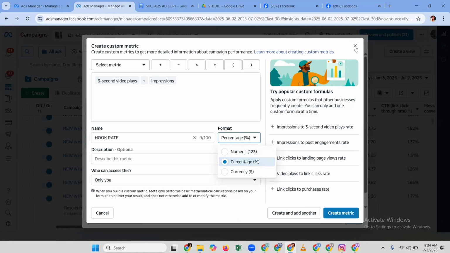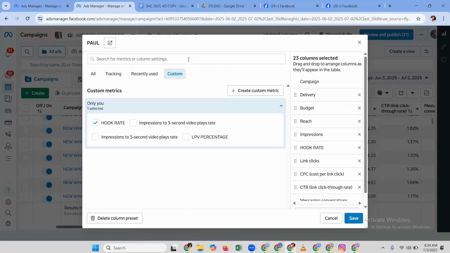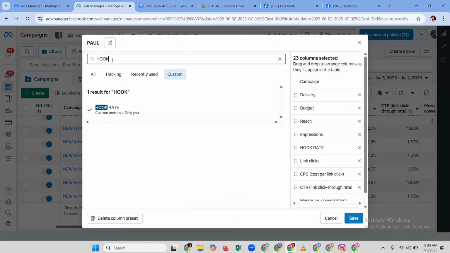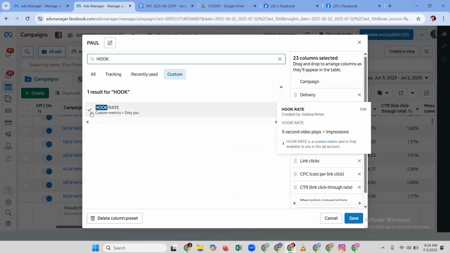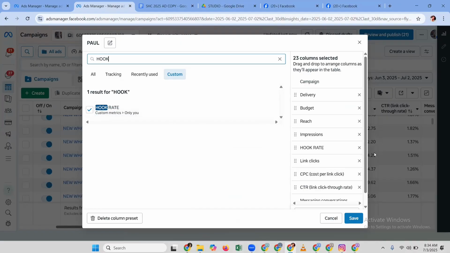But I'm not going to create the metric right here. I say the first one is hook rate because I have created it before. I'll just search for hook rate and it will come up. Every time that you uncheck it, it means you don't want it to show in the column. But once you check it, it means it's going to show in the column.